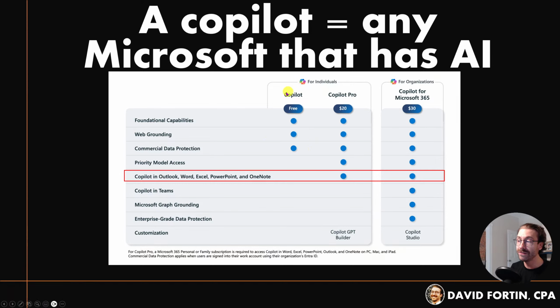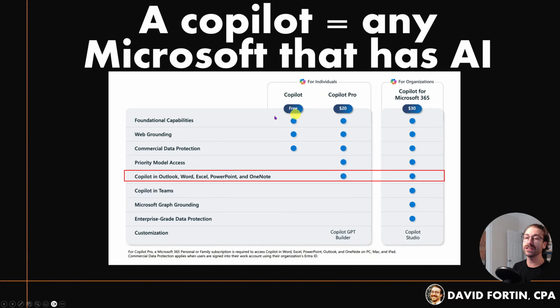We have a free version and a pro version. The free version is free. If you go to copilot.microsoft.com, you just sign in with your Microsoft account and boom, you're in. You can start asking questions just like ChatGPT. If you go for the pro version, you pay $20 US per month, and then it unlocks Copilot in your 365 apps.